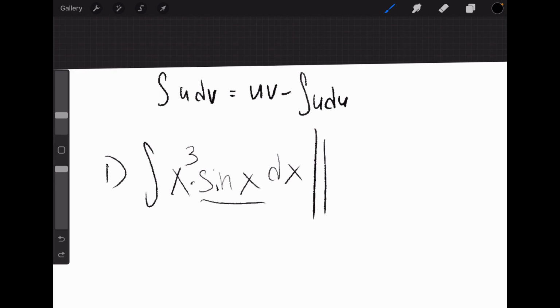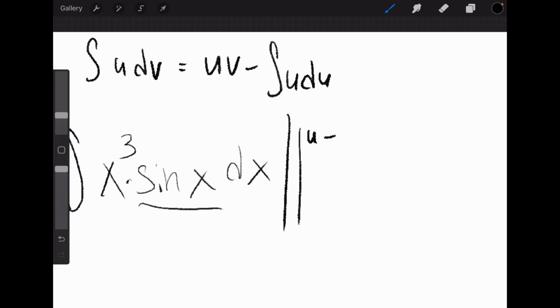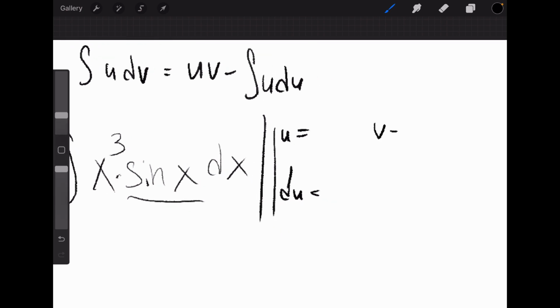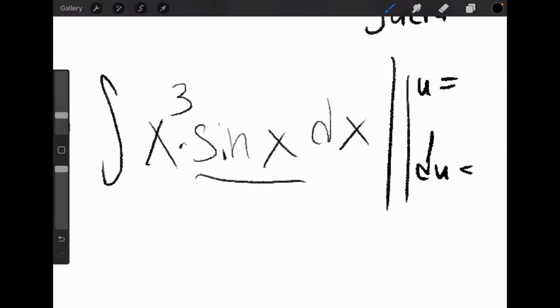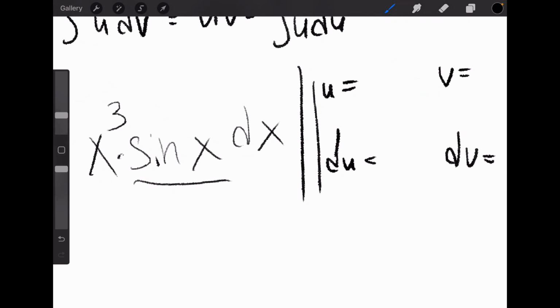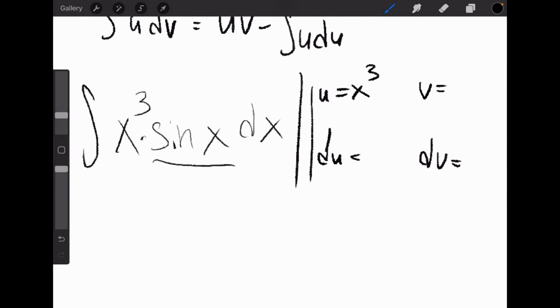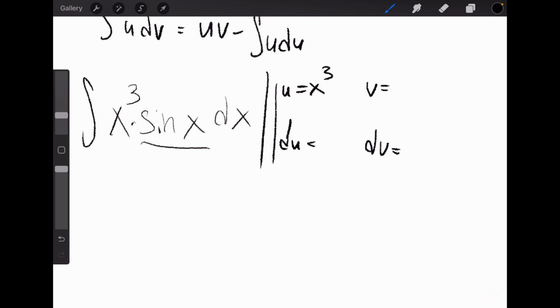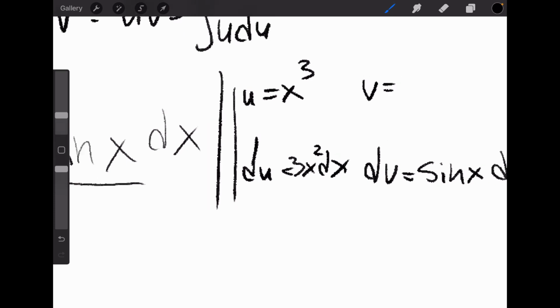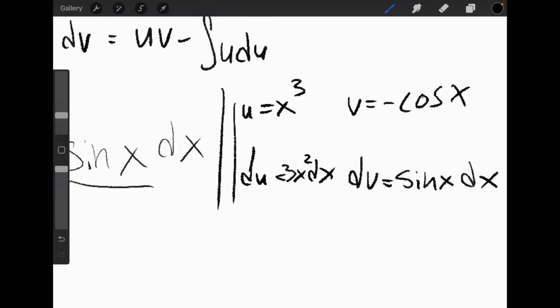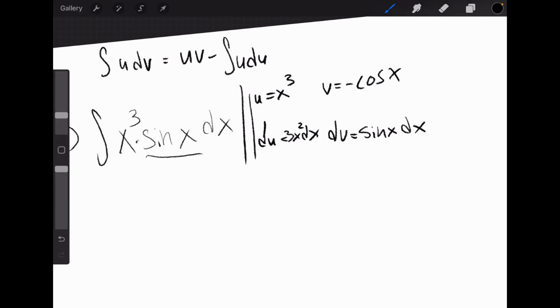So what we're going to do, I wrote the formula here. We have a u, du, and then we have a v and a dv. So we're going to go through LIPET. We have an x cubed, so that would be our u, because that's a polynomial. And then our dv would be sine x dx. And du would be 3x squared dx. And v would be negative cosine of x, because the derivative of negative cosine x is sine of x.